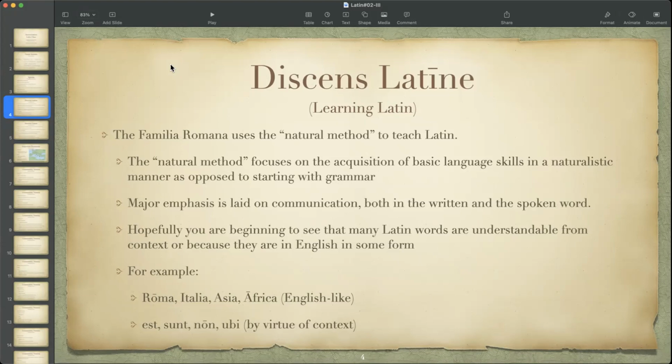If you took Latin in high school, you probably started with the grammar approach, where you learned the grammar first, and then you built up from there and on and on. And that's not a bad approach. The problem today, though, is nobody knows English grammar, much less Latin grammar.